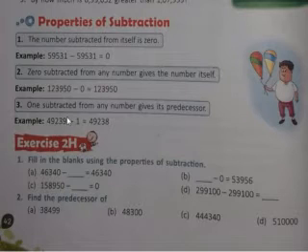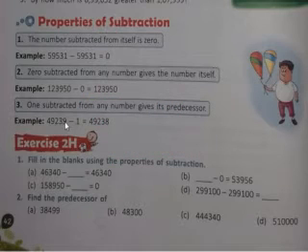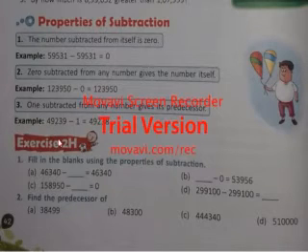If you will see the third property, 1 subtracted from any number gives its predecessor. And if you remember, the first time when I was teaching on the whiteboard, that time also I had explained, of course, predecessor is 1 subtracted from any given number. So you can see over here it has been said 49,239 minus 1 is equal to 49,238, which comes just before 49,239. So what comes just before any number, that becomes predecessor, and what comes just after, that becomes successor.